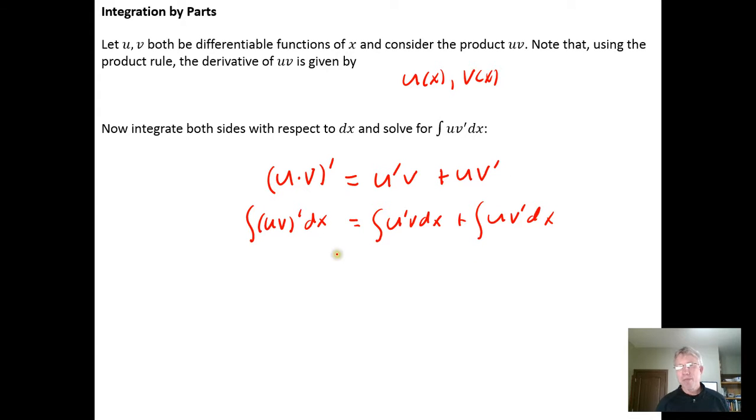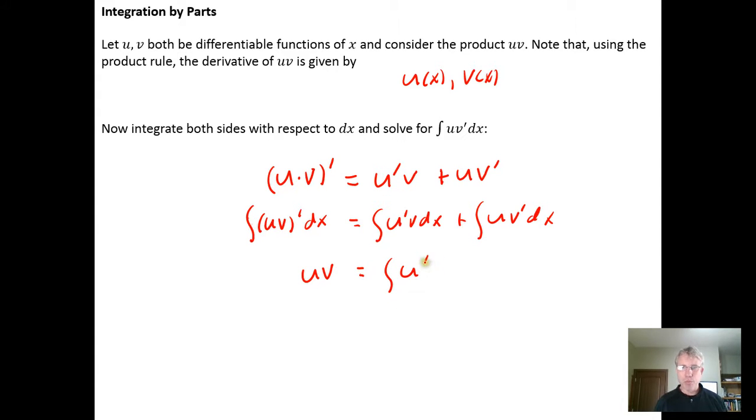We do the same thing to both sides. We integrate. And then what we want to notice is that if we integrate a derivative, that's just going to undo the derivative. We get uv back. We take the derivative, then we integrate, and that just gives us the u times v back.